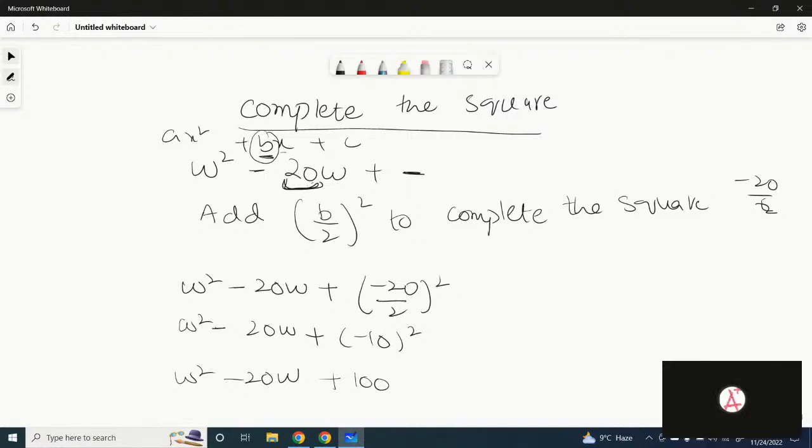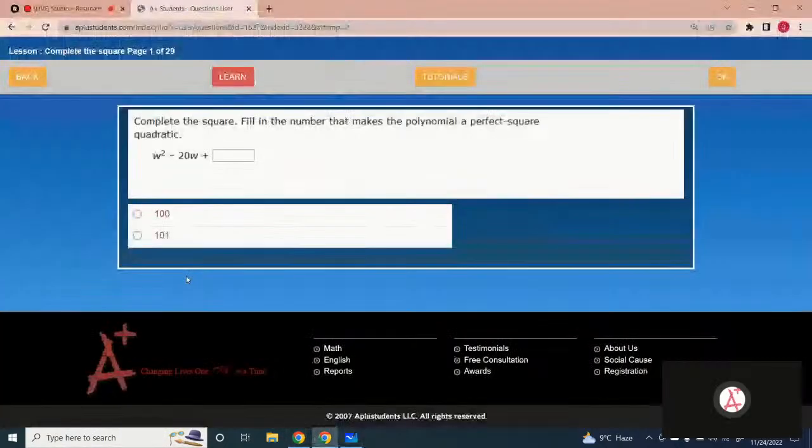Got it now? If you have any question, please ask the question if you have any. Otherwise, I'll move on to the next question. So the missing value is 100.